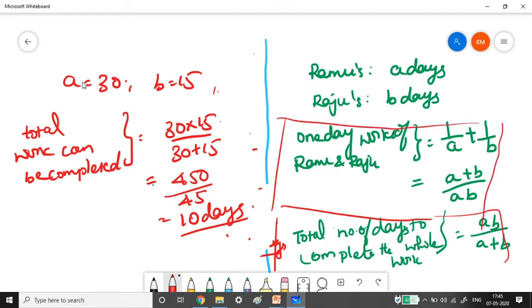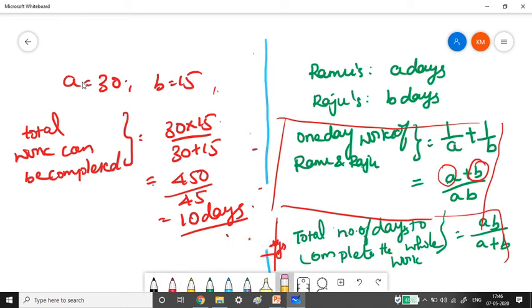For calculating 1 day's work, you have to work out A plus B divided by AB, where A is the total work of the first person and B is the total work of the second person. And for the whole work, how many days they take to complete it, the formula is A into B divided by A plus B.